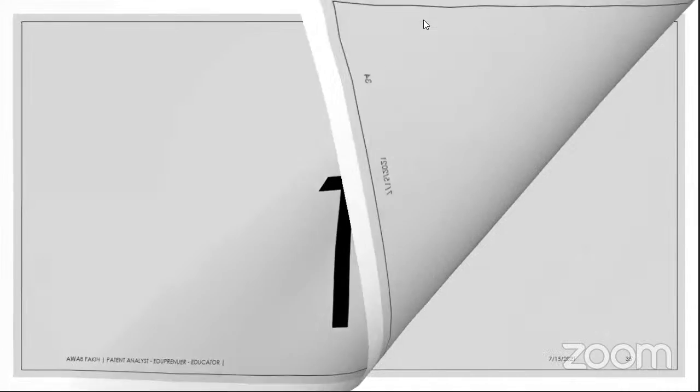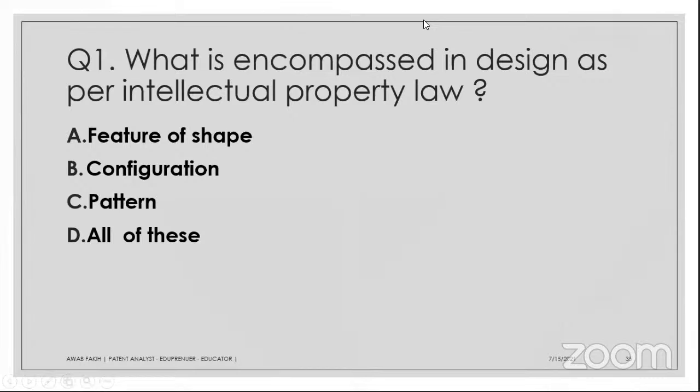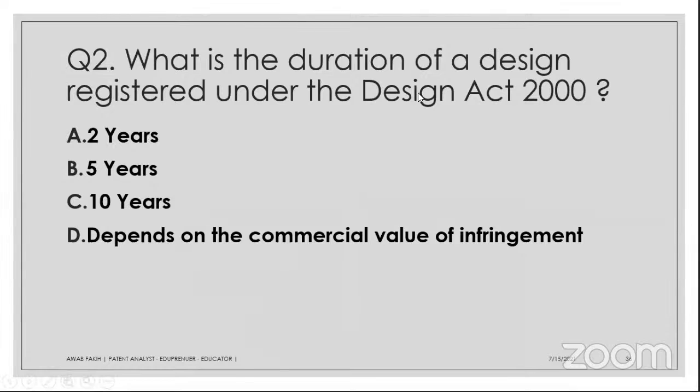Here we go. What is encompassed in the design as per intellectual property law? A, feature of a shape. B, configuration. C, pattern. D, all of this. Next one. What is the duration of a design registered under the Design Act 2000? A, 2 years. B, 5 years. C, 10 years. D, depends on the commercial value of the infringement.